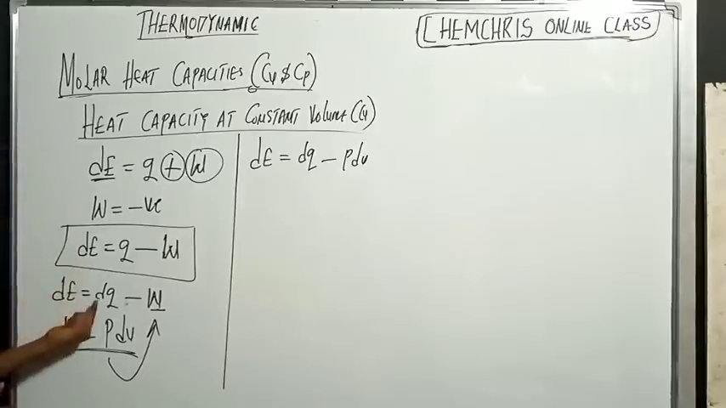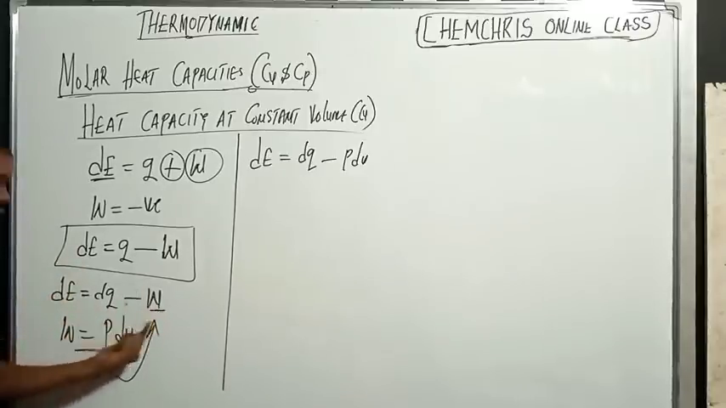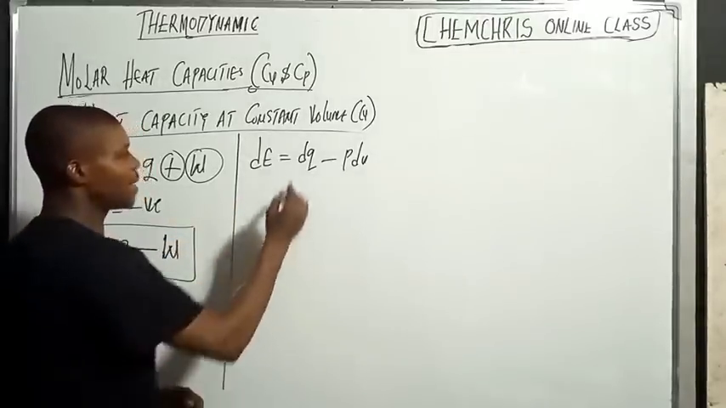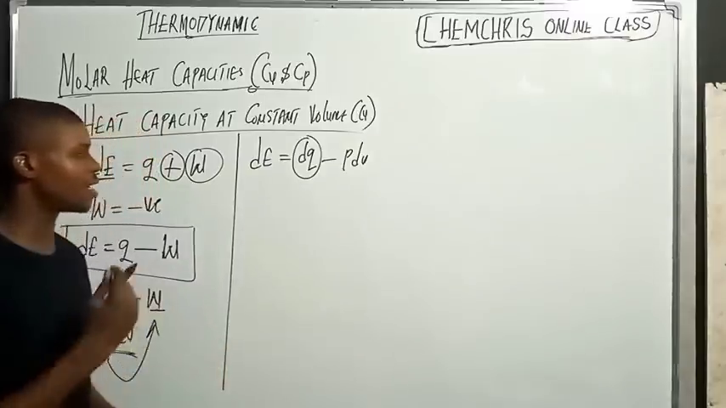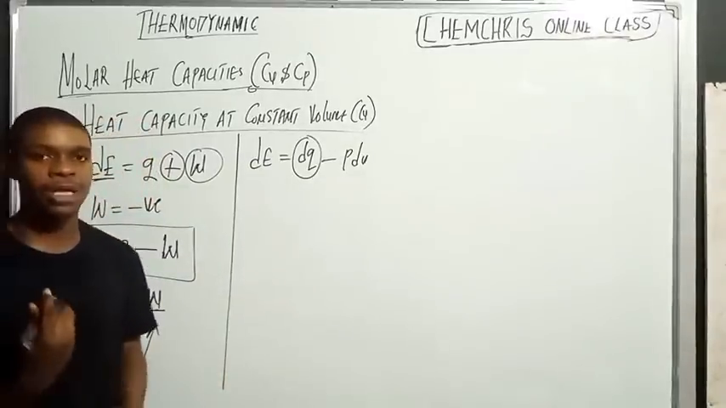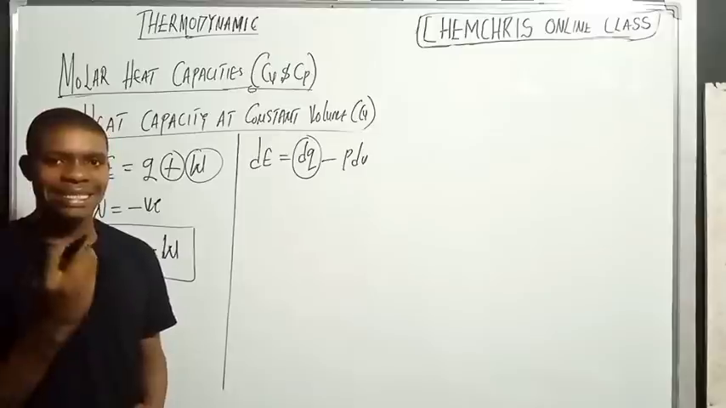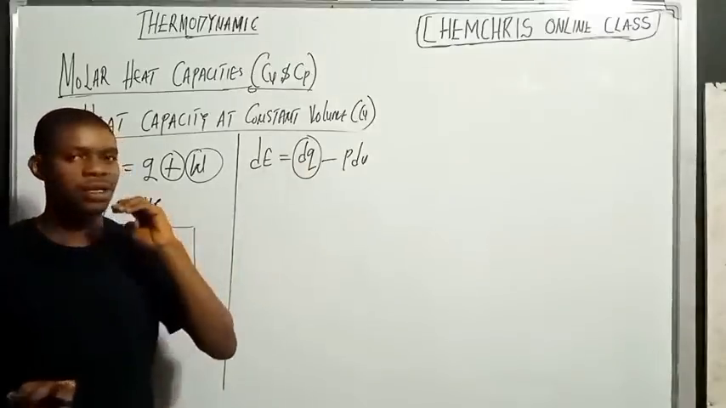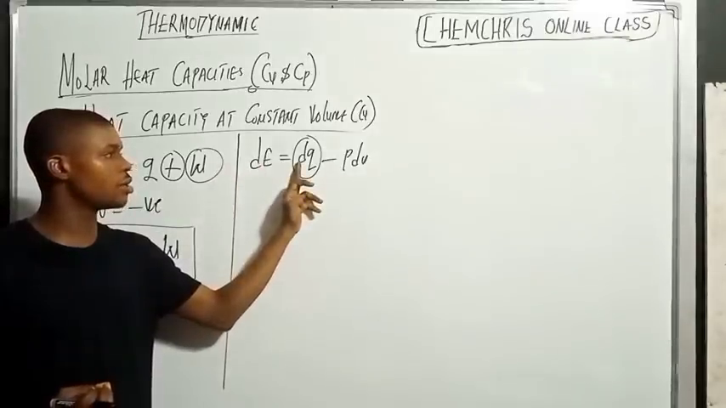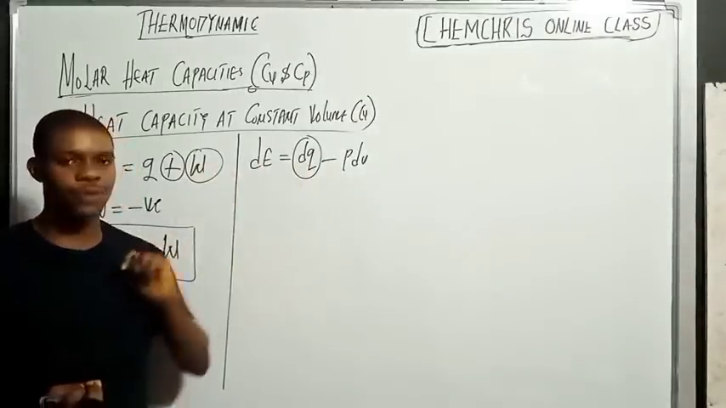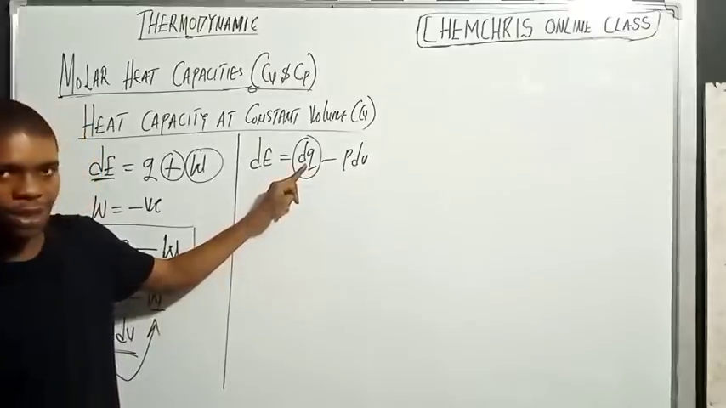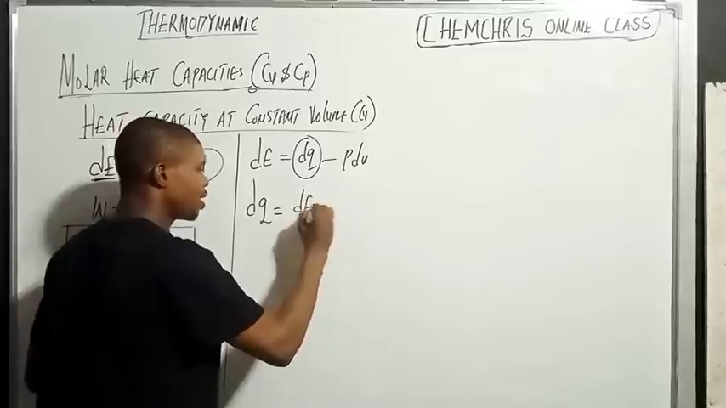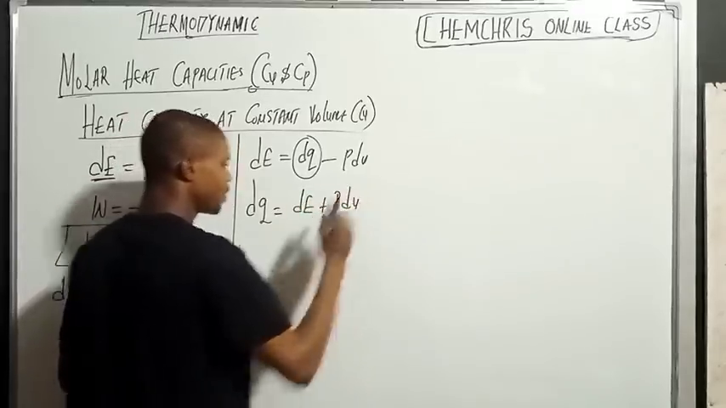Because there is change here, let me put change here, right? Now, W is equal to P change volume. So you have it here. Now, the goal here is to make the same formula, change Q, because we are talking about capacity. Let's make this the subject of the formula. If you make this the subject, you have change Q is equal to change E plus P change V.